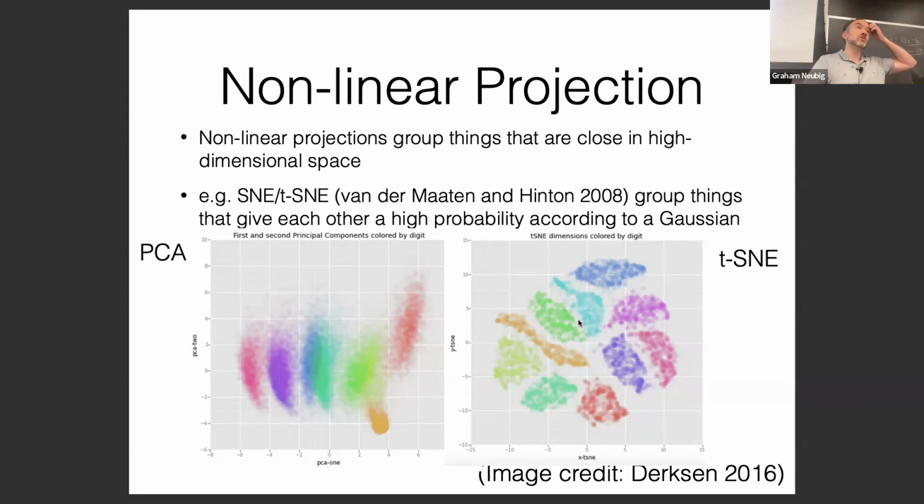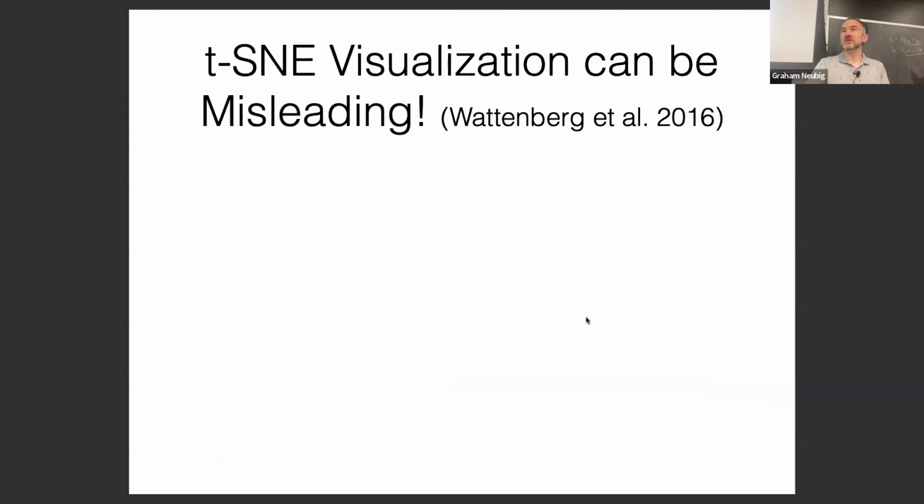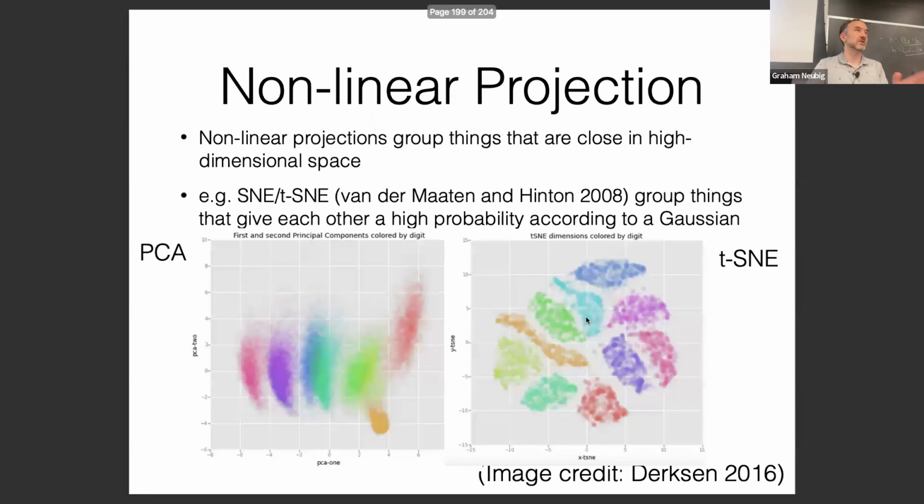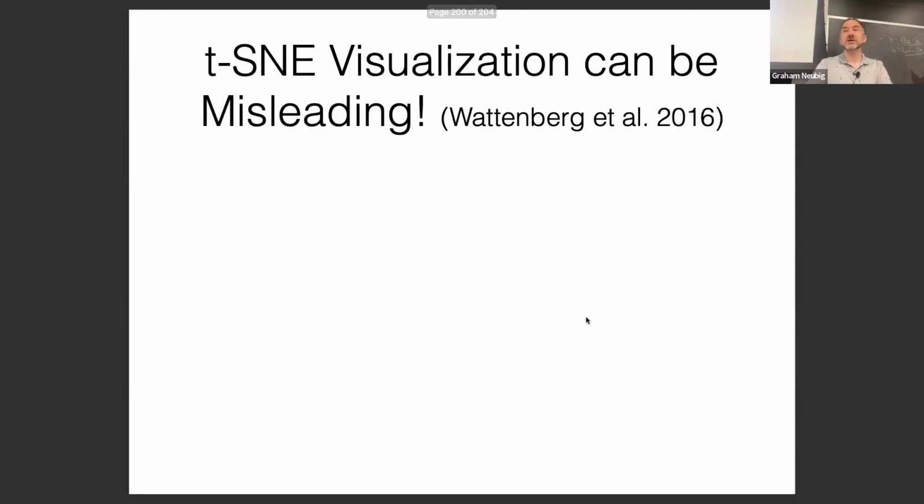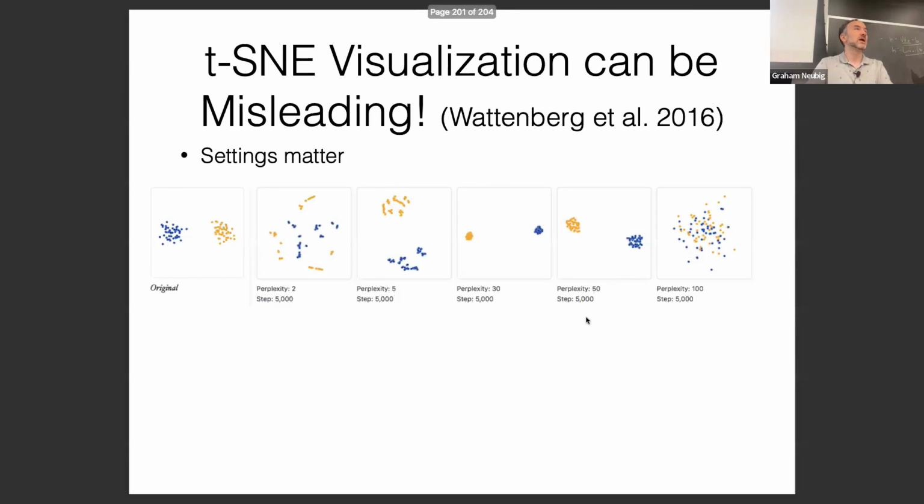So if you want to do a visualization, this is usually the preferred way of doing this nowadays. But there are some caveats. Because t-SNE, which is the name of the method, actually has some hyperparameters. And if you change the hyperparameters, you can get wildly different results.